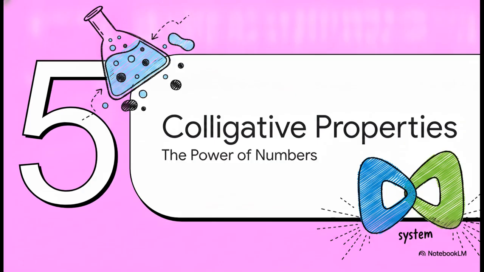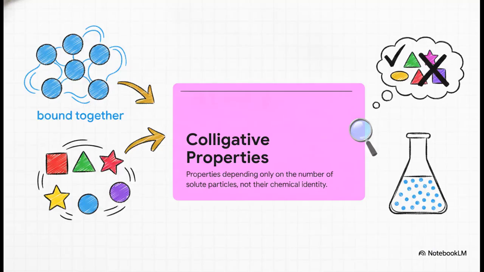Section 5. The 4 colligative properties. These macroscopic properties are called colligative properties. The term actually comes from Latin, meaning bound together. Now here is the absolute unbreakable golden rule you need to remember. Colligative properties depend entirely on the number of solute particles relative to the total, and they do not care at all about the chemical identity of those particles. Nature simply counts the pieces. It really doesn't care what the pieces are actually made of.